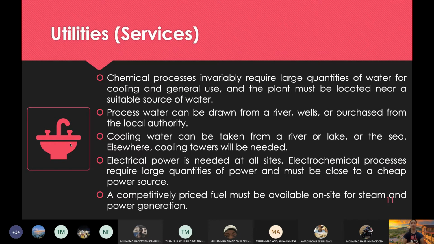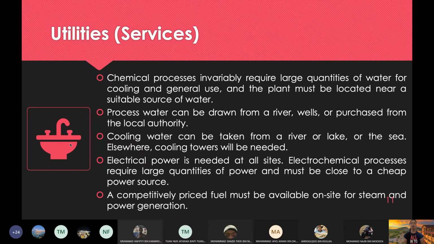You have to remember that a plant needs utilities. Utility services are an important consideration as well. Chemical processes definitely require a large quantity of water, especially for cooling, if you have any cooling process, and for general use. Hence, the plant must be located near a suitable source of water. Water is an important utility, and you have to consider a suitable source.